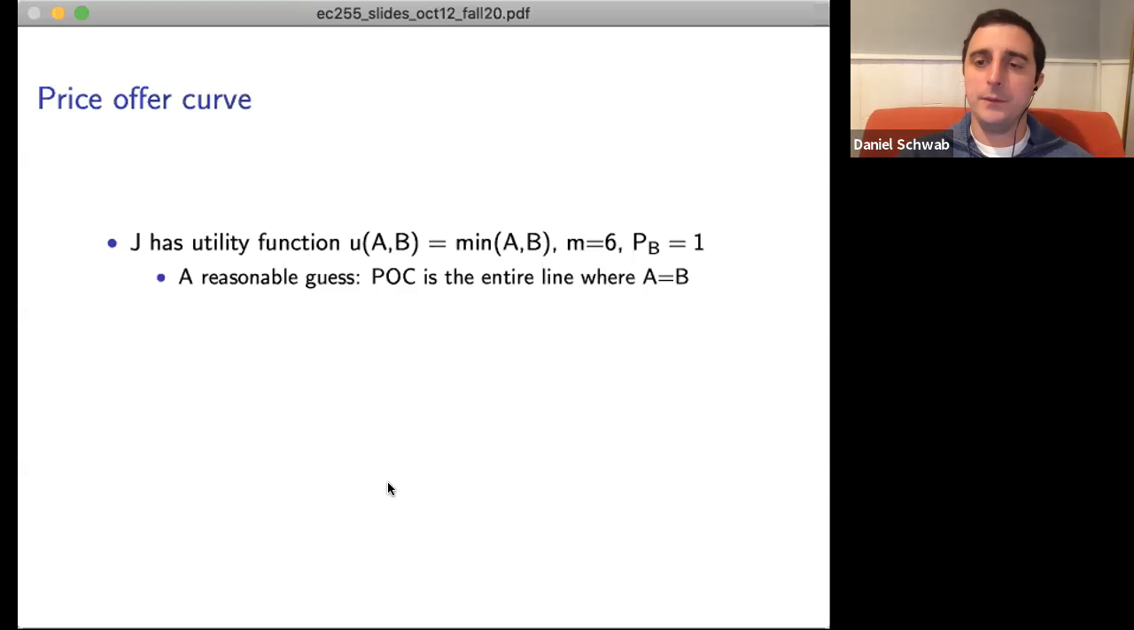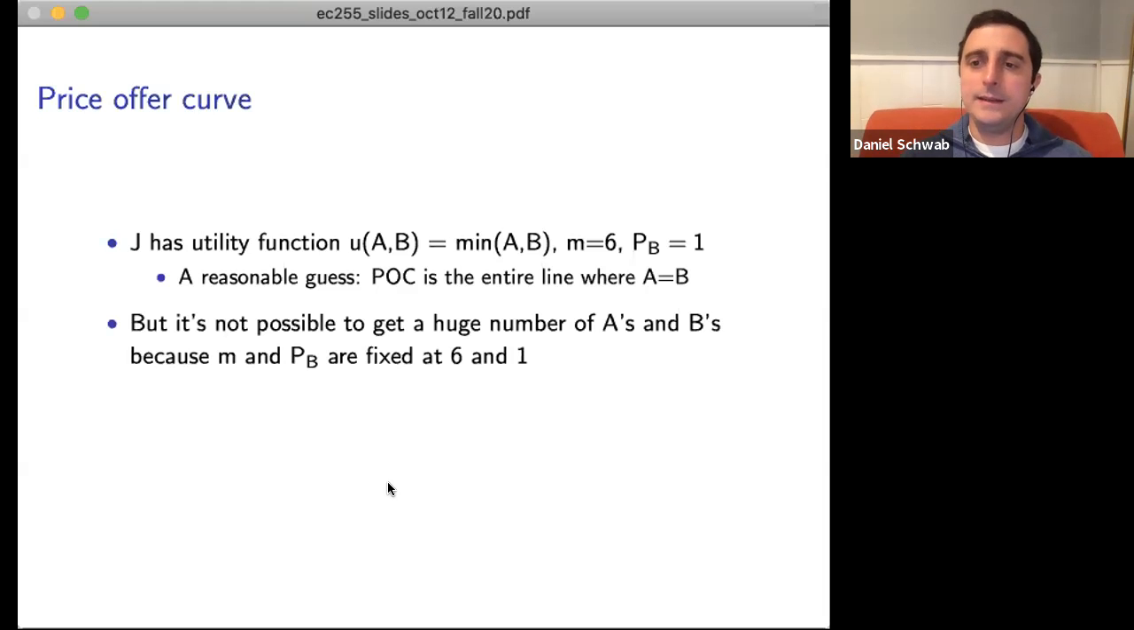There's one more wrinkle that we need to think about that never really came up in our income offer curve. The idea is you can't get a huge number of apples and bananas because M and PB are fixed at 6 and 1, right? So even if the price of apples is super, super small, like a penny, you still can't get a bundle like 100 because you can't afford 100 bananas, right? That's the new wrinkle for this problem. We have to figure out where this curve ends, right?